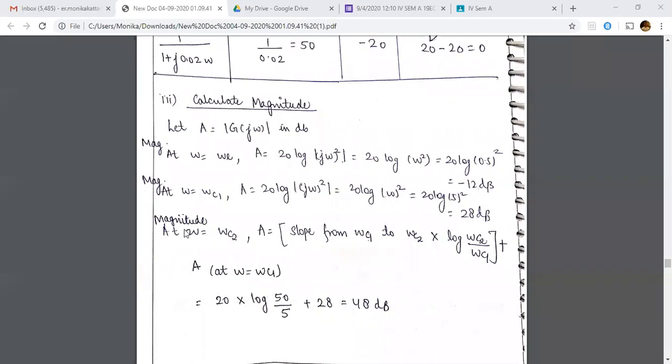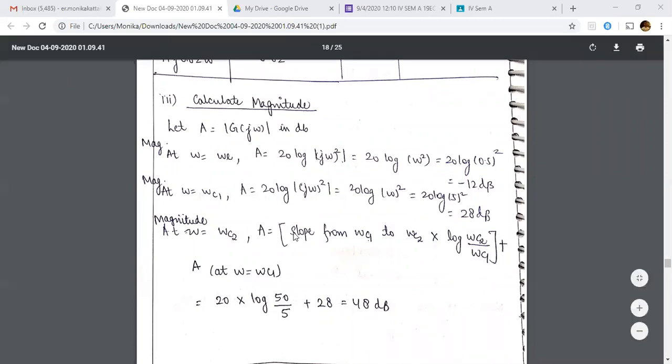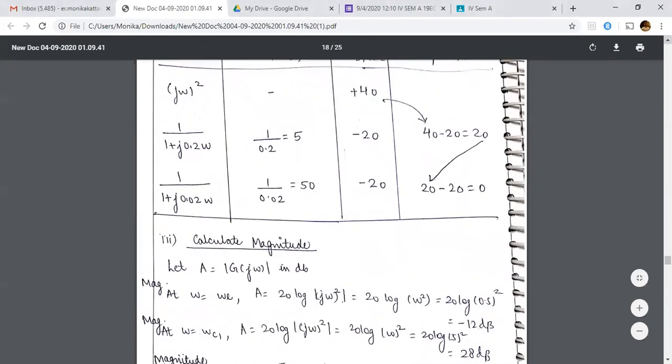Now the third step, you have to calculate the magnitude at omega equals omega C2. How will you calculate the magnitude at omega C2? There is a formula. The formula says: slope from omega C1 to omega C2 multiplied by log of omega C2 by omega C1, plus the magnitude at omega equals omega C1. So you have to remember this formula. Now you tell me, what is the slope from omega C1 to omega C2? Plus 20, right? From omega C1 to omega C2, the slope is plus 20.